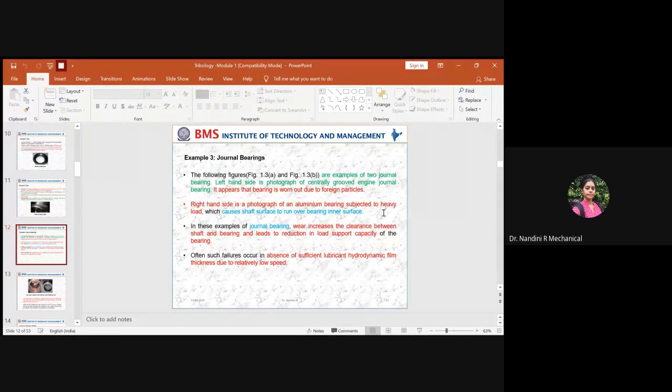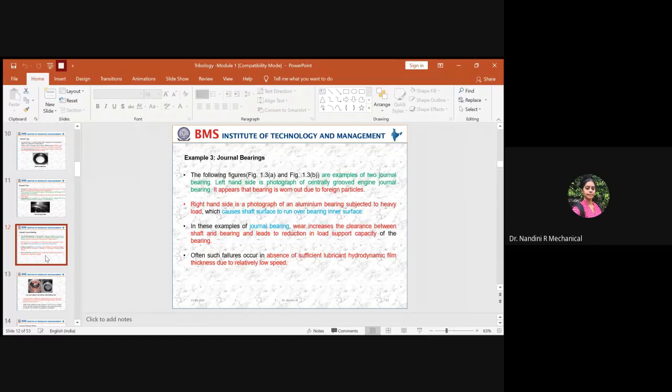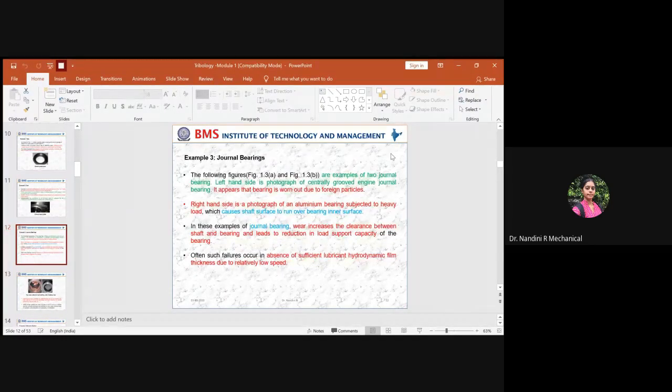It is happening because it is subjected to heavy load. So when the heavy load is applied, it results in causing rubbing wear. These are caused due to the shaft surface on which it will be rolling, because on the inner surface you'll be having the shaft through which the bearing will be having its movement. So due to that, the rubbing wear will be coming across in case of aluminium type of journal bearing.